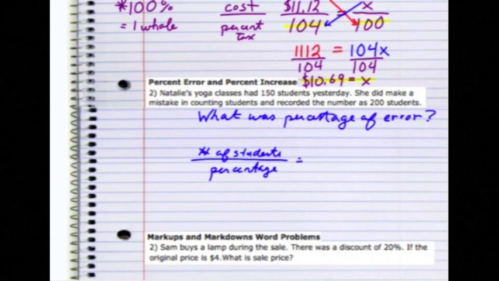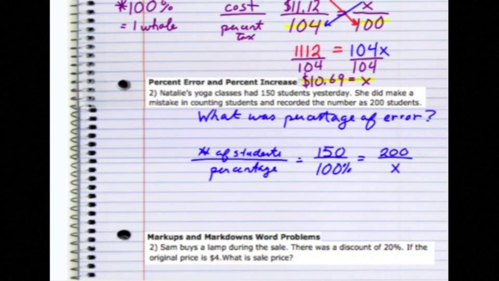So in this case, there are 150 students compared to 200 students. The actual number of students is 150. So that's going to be equal to my 100%. I want to know what the percentage is if the number of students was actually 200.